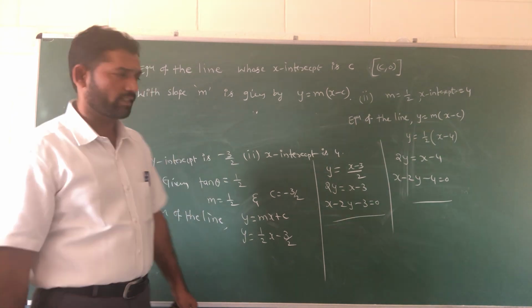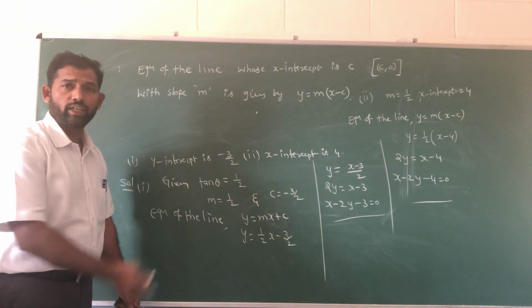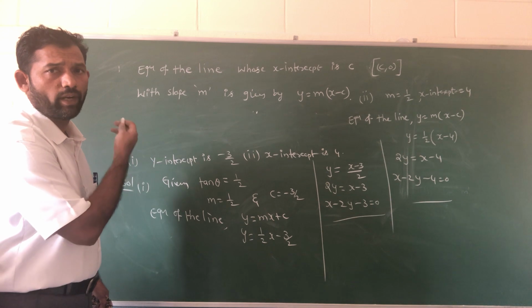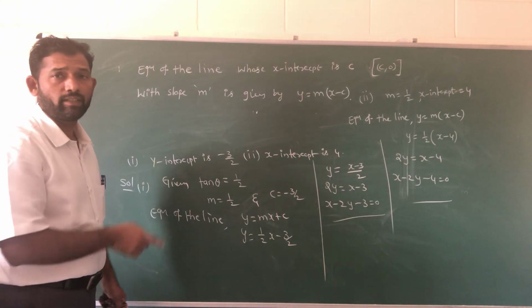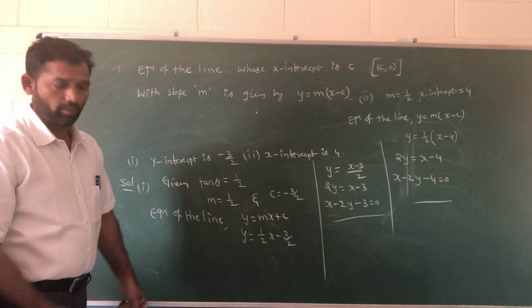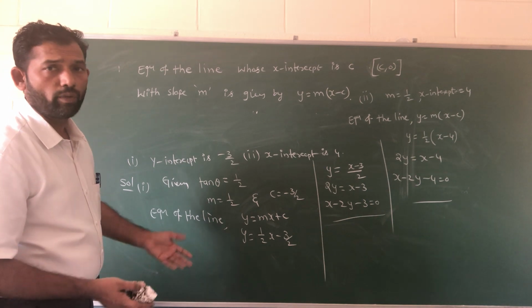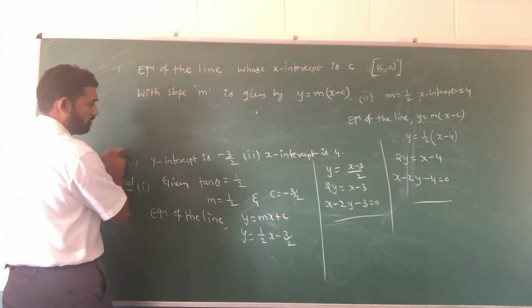Given the x-intercept, that is the equation of the line. The first one is the equation of the line given the y-intercept. In both the lines the slope is the same. Note down fast.